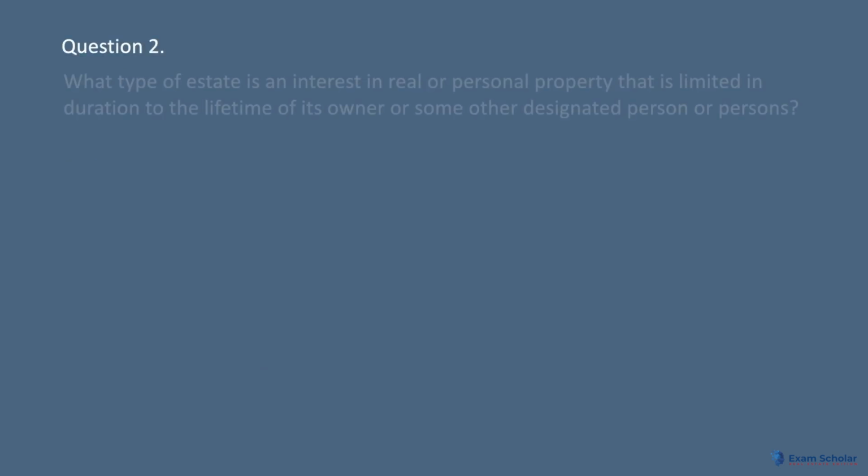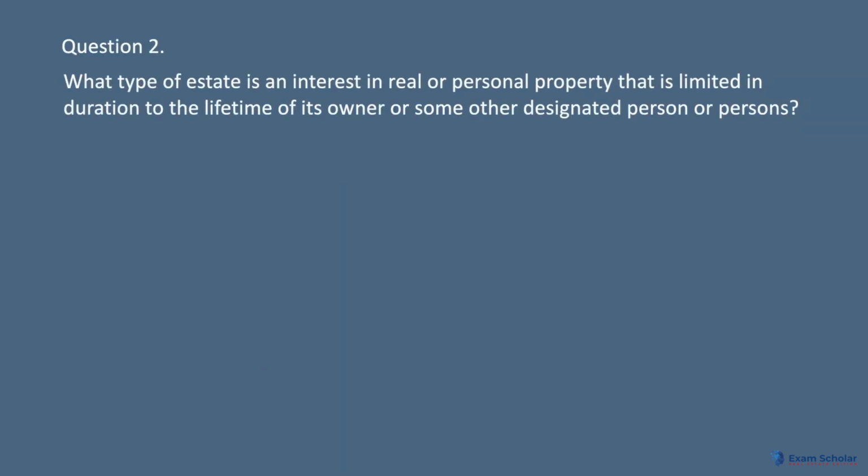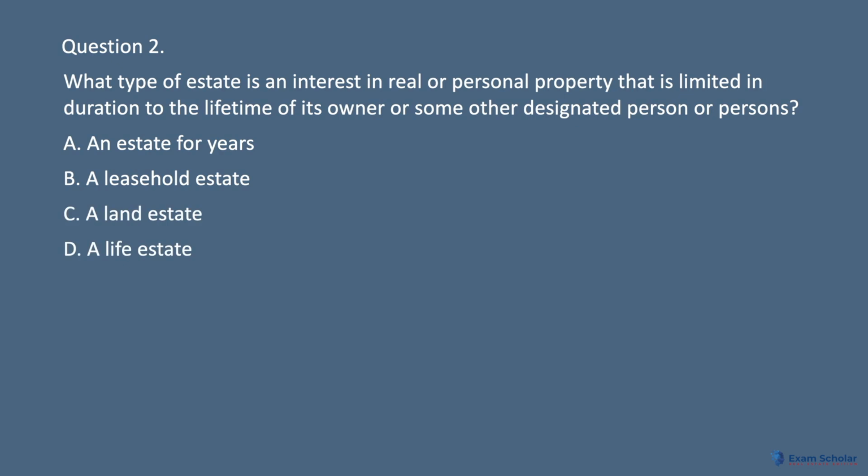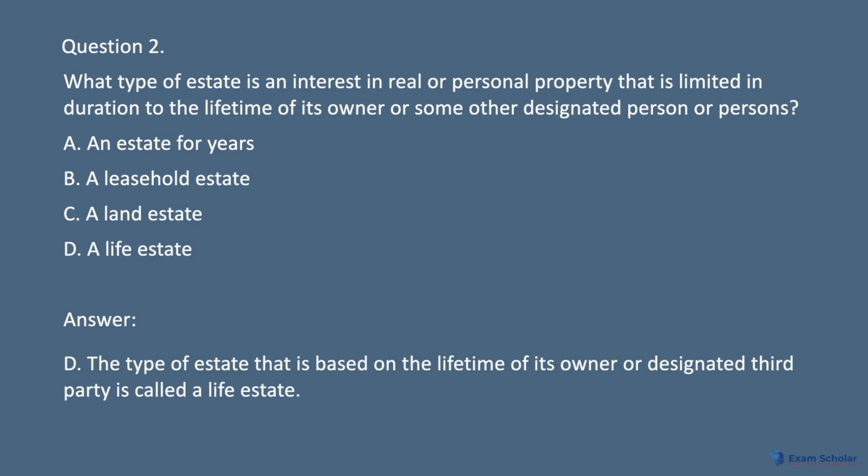Question 2. What type of estate is an interest in real or personal property that is limited in duration to the lifetime of its owner or some other designated person or persons? A. An estate for years. B. A leasehold estate. C. A land estate. D. A life estate. Answer. D. The type of estate that is based on the lifetime of its owner or designated third party is called a life estate.